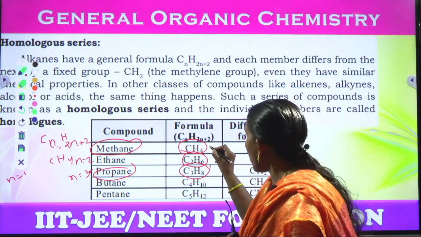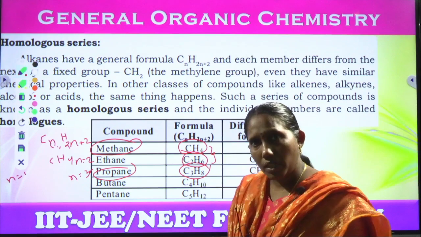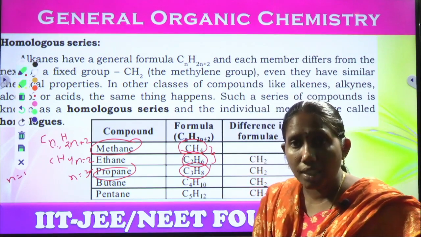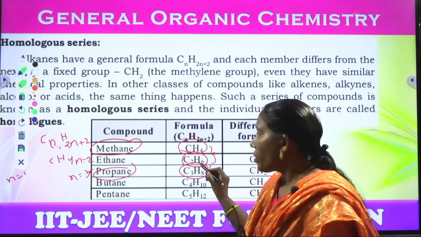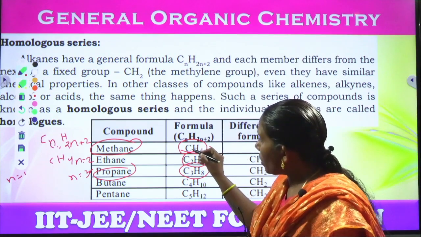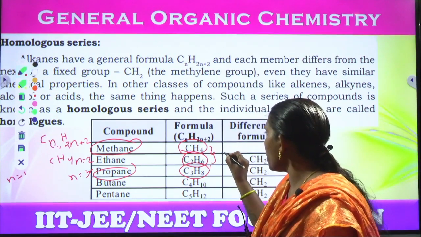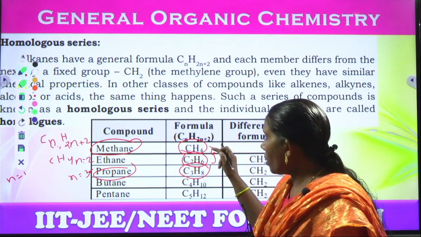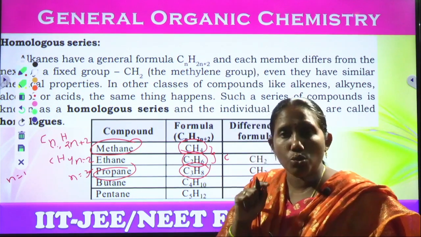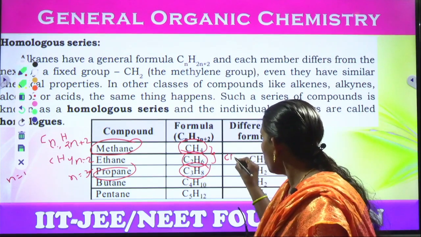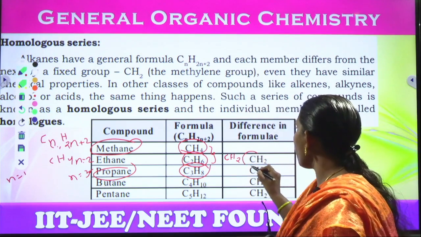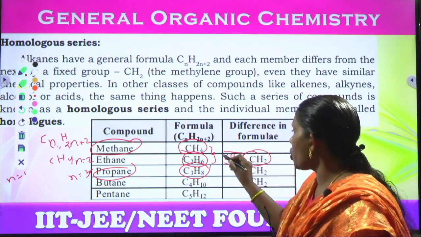Now just observe the difference between the first alkane and second alkane, methane and ethane, CH4 and C2H6. In CH4 there is 1 carbon, here there are 2 carbons, so 1 carbon is the difference. Here it is H4 and here H6, so the difference is 2 hydrogens. So for the first and second alkane, the difference in the formula is CH2.